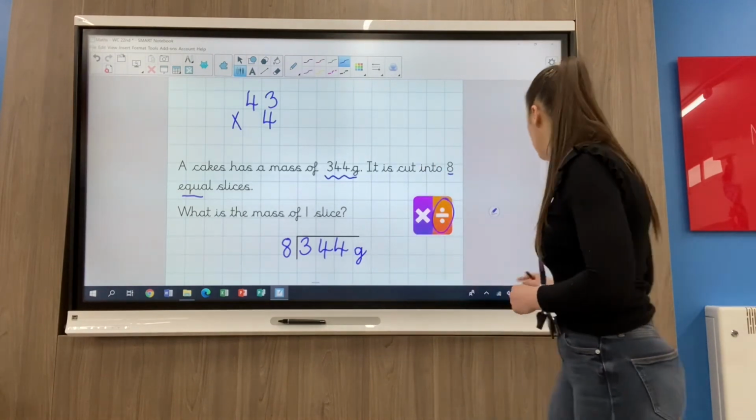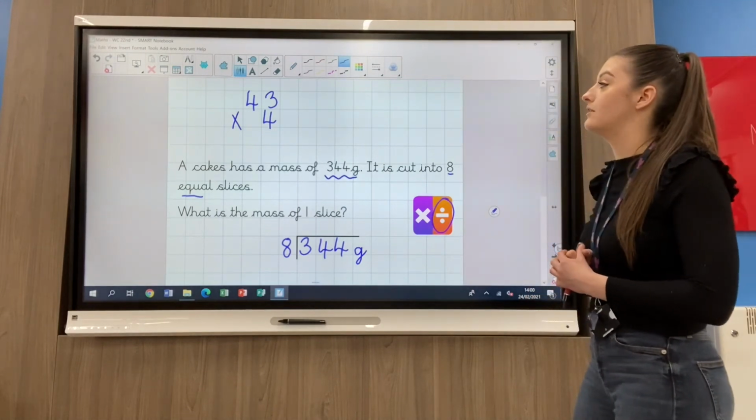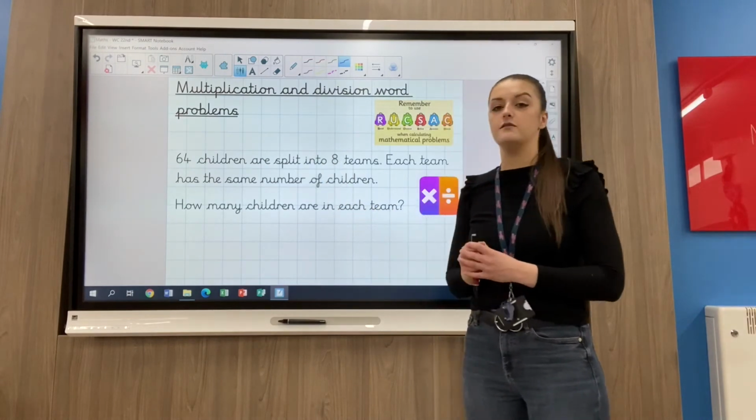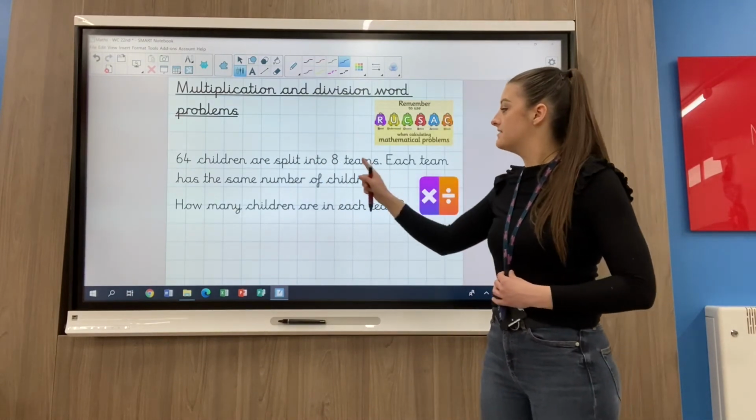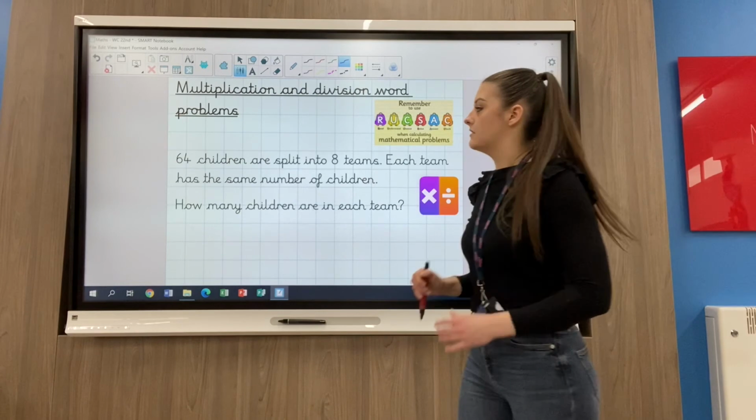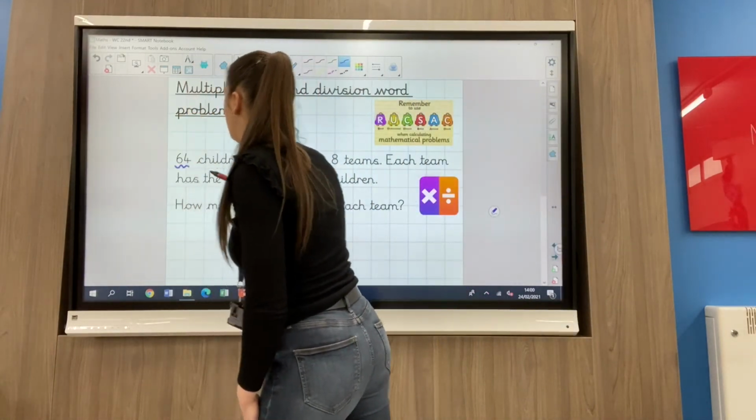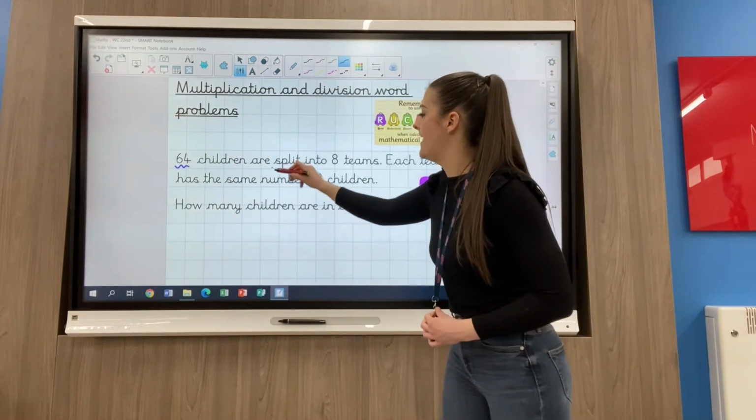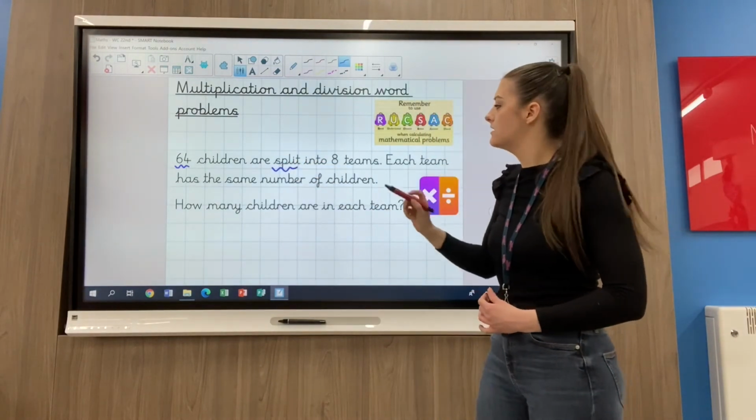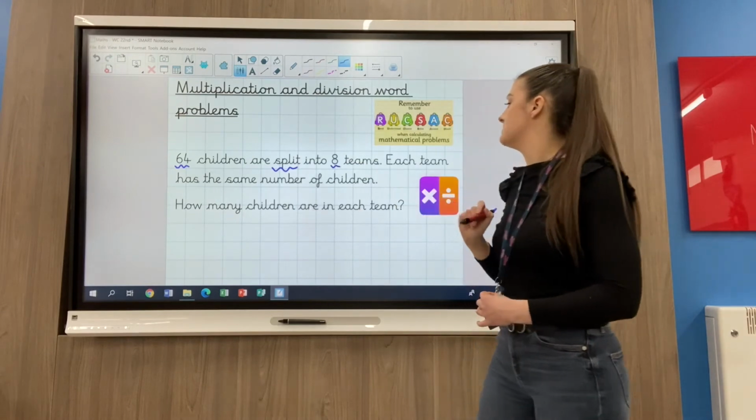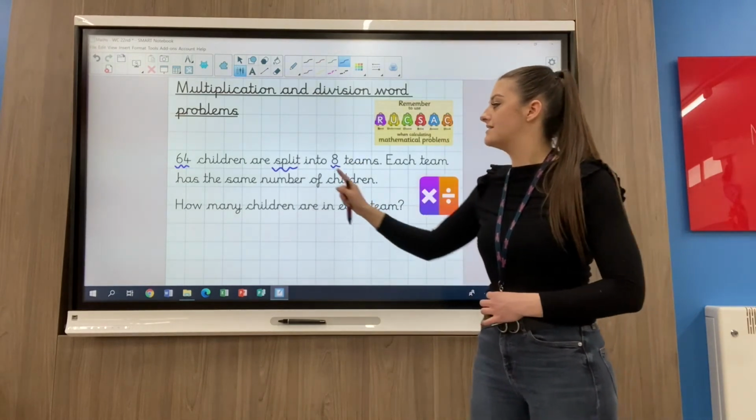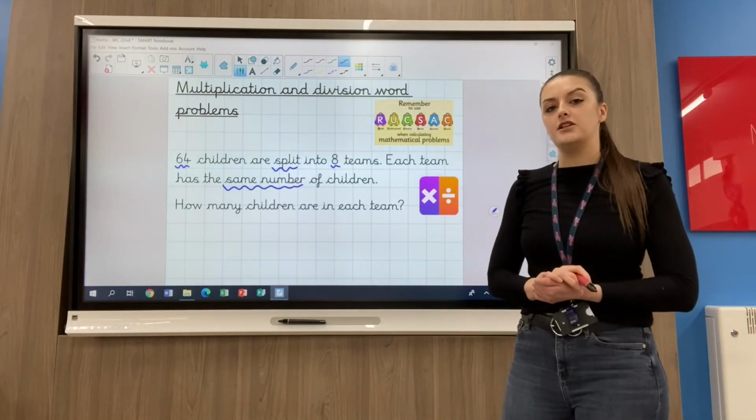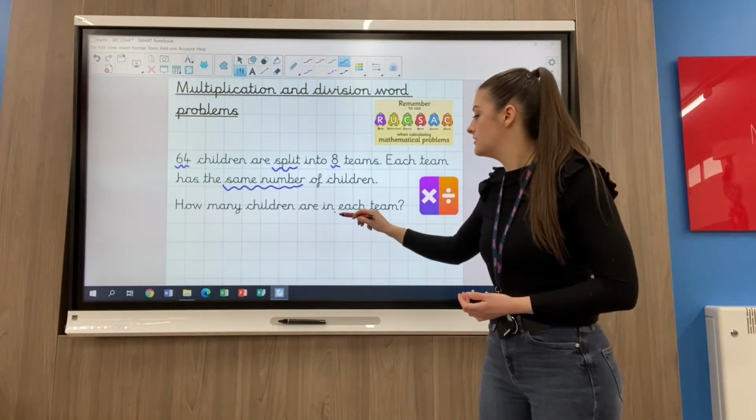Okay, let's have a look at some more word problems that are similar to yours then. So I've got here 64 children are split into 8 teams. So starting with 64 children, I'm underlining to understand this question. Oh, they're split. I think that's going to be a key word, into 8 teams. Each team has the same number of children. How many children are there in each team?